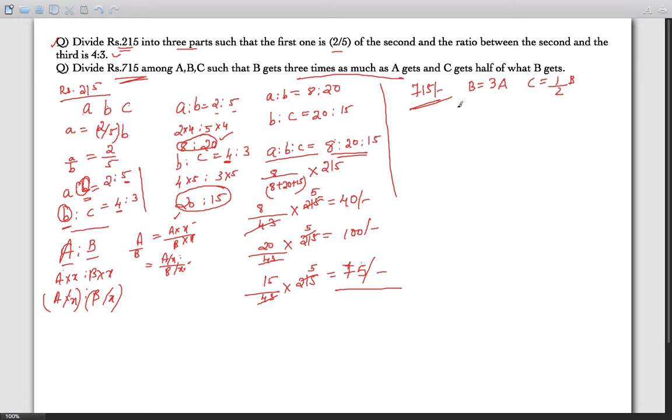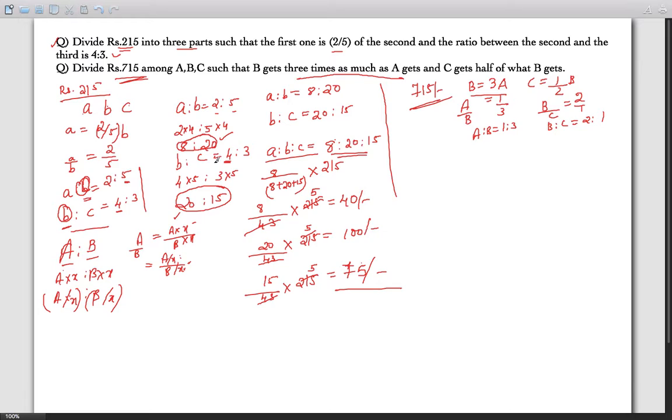Right? From this I can write A by B. What is A by B? If B is equal to 3A, then A by B is equal to 1 by 3. So I can write A is to B as 1 is to 3, isn't it? Now C is equal to half of B, 1 by 2 B. So what is B by C? B by C will be 2 by 1. So B is to C is 2 is to 1.